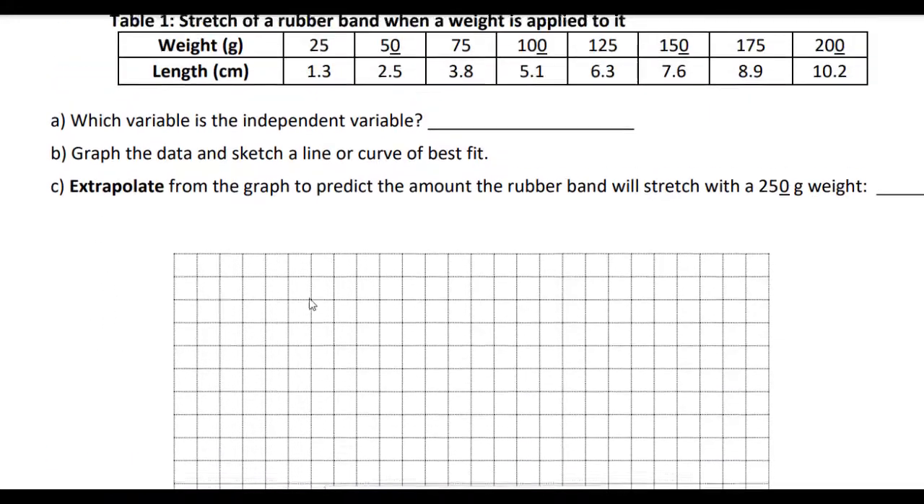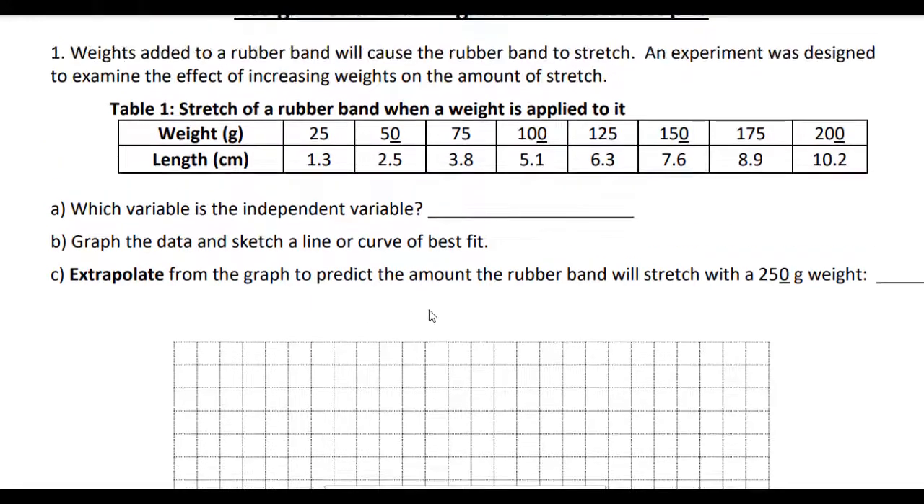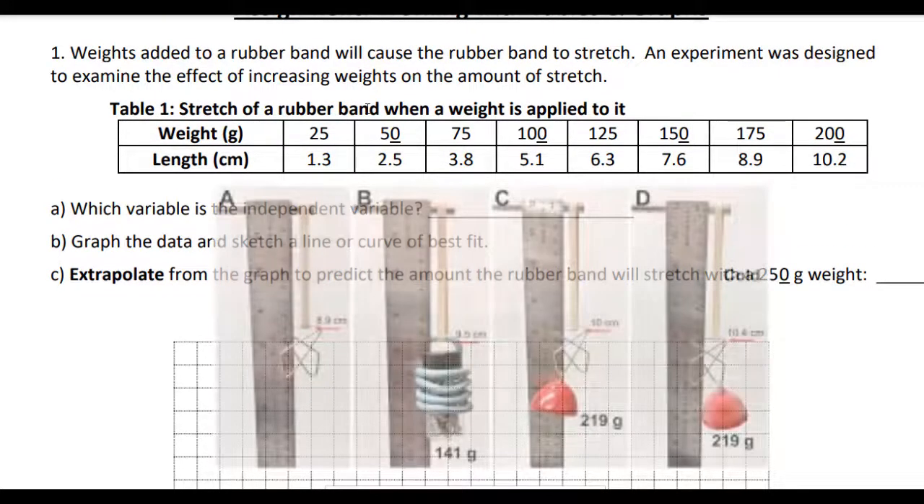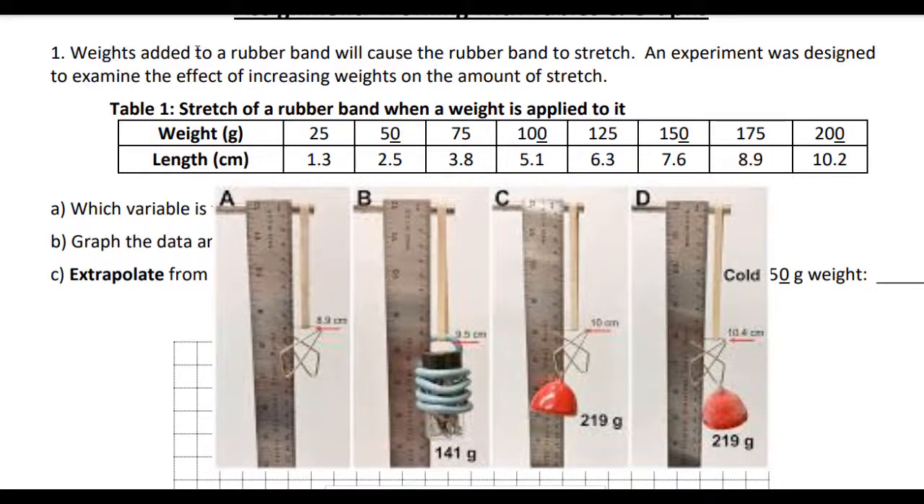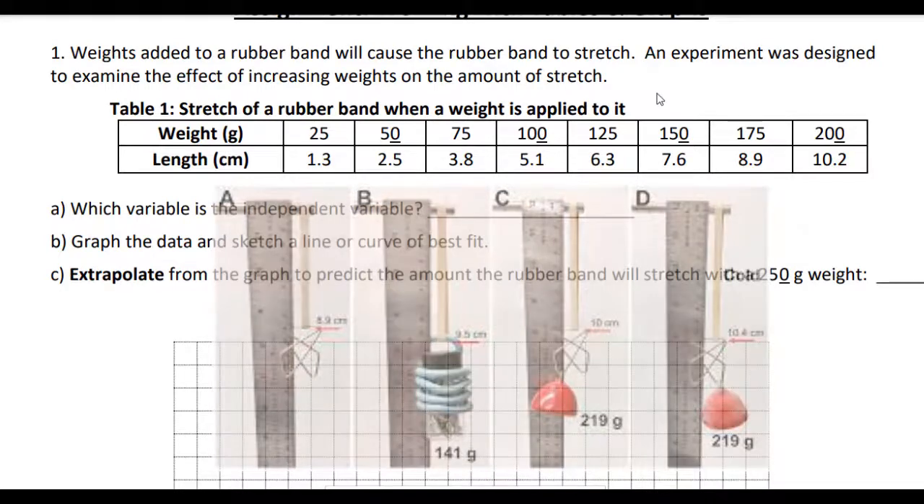So if you don't know which one's which, you're not going to be able to graph it. So basically you have to kind of picture what's going on here. You've got a rubber band. It says here the weights added to the rubber band will cause the rubber band to stretch. So let's say you've got a heavy weight attached to a rubber band, and if you can picture that, you're holding onto the band at one end and you've got the weight on the other end, and it's stretching that down towards the ground.